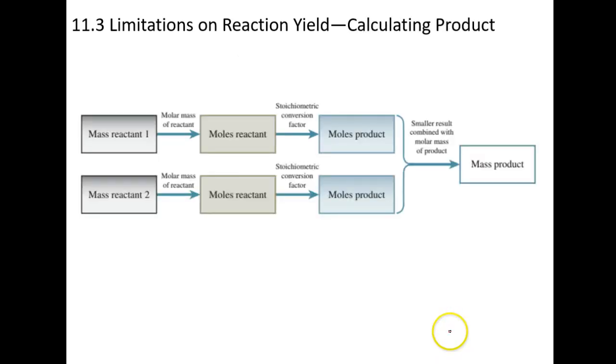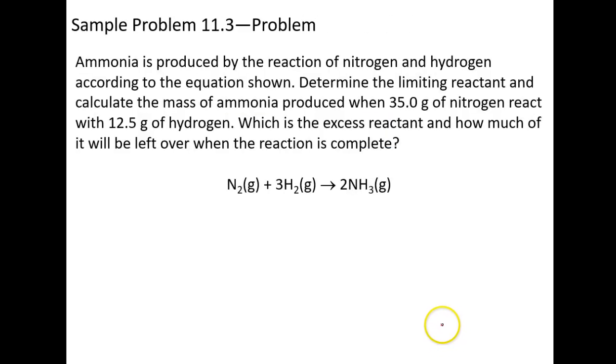All right. So this kind of shows you how to do it. I'm going to show you the way that I like to do it. There are multiple ways to do it. Your book shows you one way. I'm going to show you one way that I think is the easiest way. Okay. So in this reaction, you have nitrogen gas, hydrogen, and ammonia. All right. So you have 35 grams of nitrogen and 12.5 grams of hydrogen. And you want to figure out how many grams of ammonia this will produce.